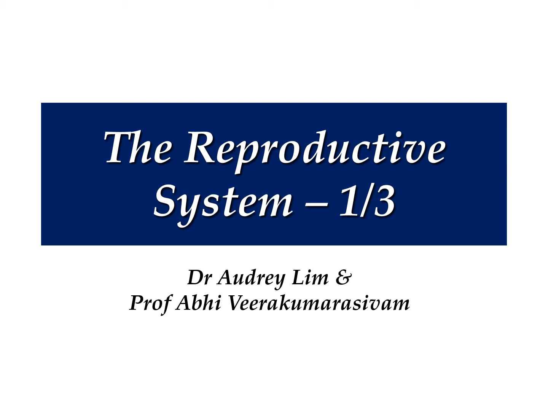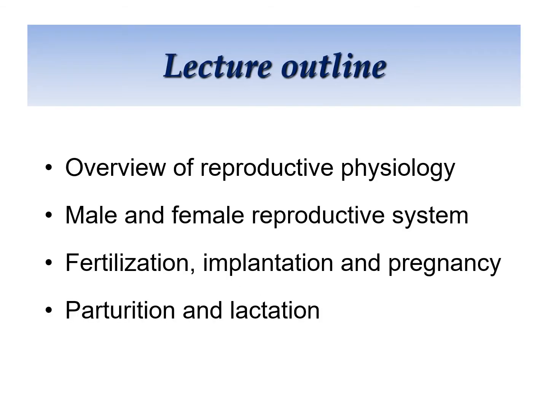Welcome to our lecture on the reproductive system. And as usual, we have three parts to this lecture. Essentially, the outline includes an overview of the physiology of the reproductive system. And we will focus on both the male and the female reproductive system. And then five specific phenotypes or events, which are fertilization, implantation, pregnancy, parturition, and lactation.